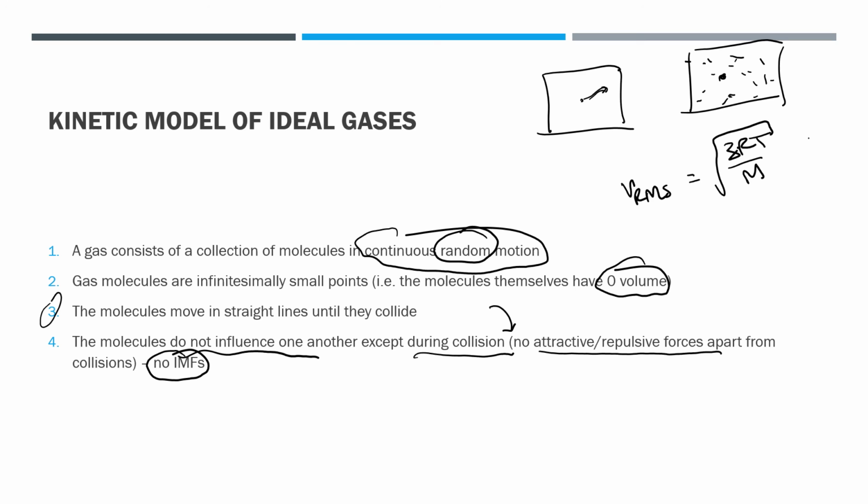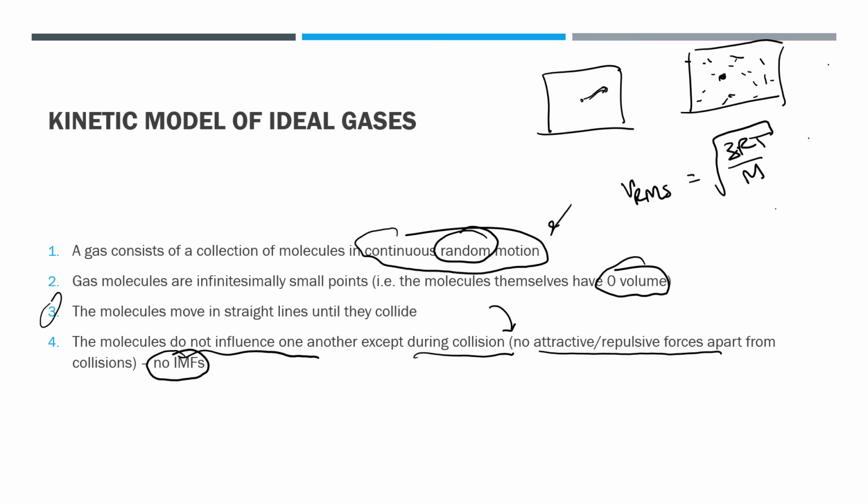And these are all assumptions. That's a key thing to note: none of these things are actually true. Gases do have intermolecular forces. Everything has intermolecular forces. The gas particles do have volume themselves. And they might not move in continuous random motion because there are forces between them and all these sorts of things. But these are assumptions we can make to simplify our problem, because they're basically true for most gases.